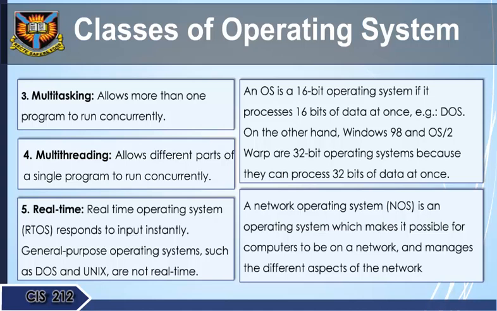An OS is a 16-bit operating system if it processes 16 bits of data at once. For example, DOS. On the other hand, Windows 98 and OS/2 Warp are 32-bit operating systems because they can process 32 bits of data at once. A network operating system is an operating system which makes it possible for computers to be on a network and manages the different aspects of the network.